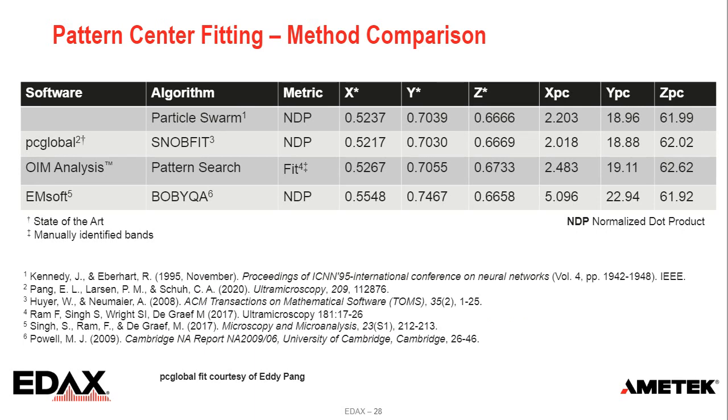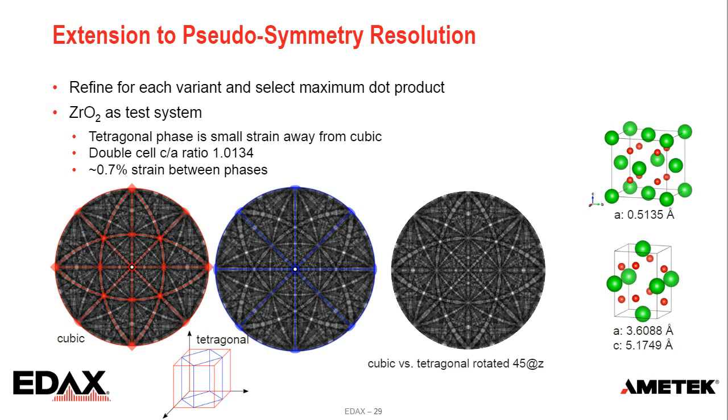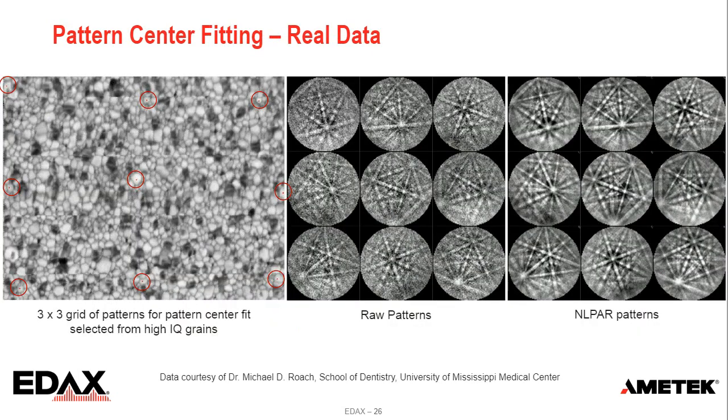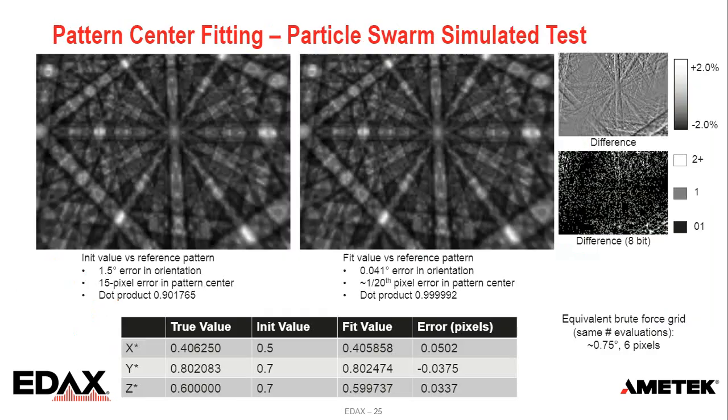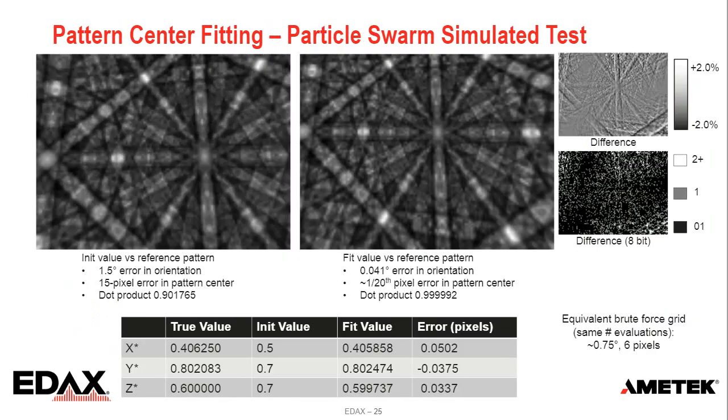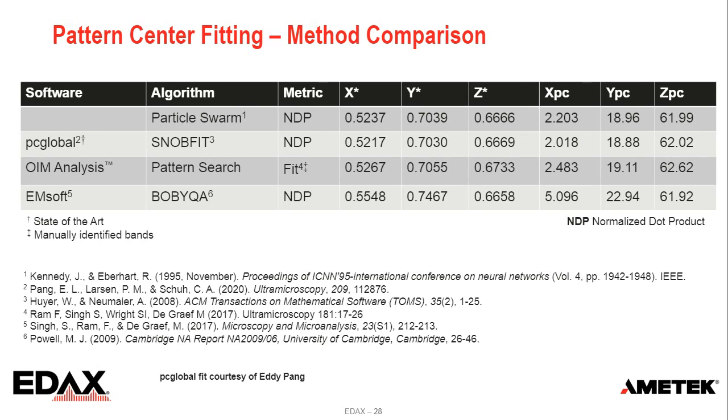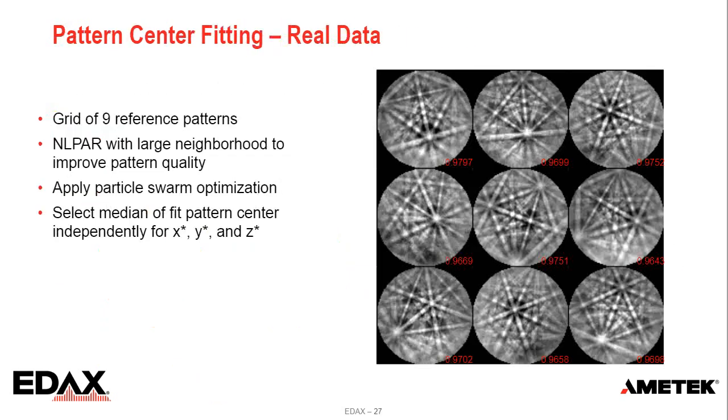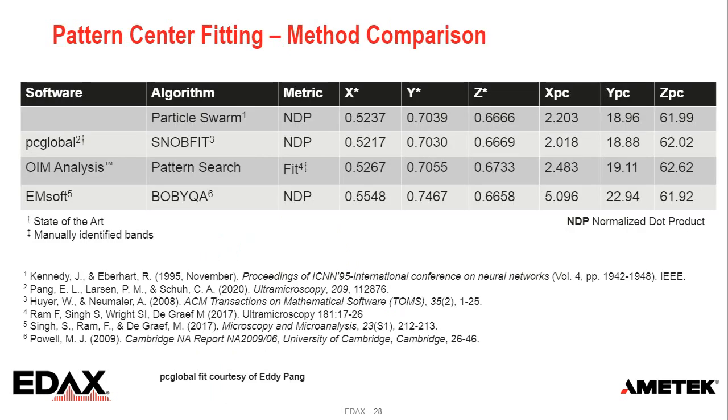So Pattern Center has multiple ways to be expressed. I'm going to pull up a slide that doesn't have this problem. So you can express Pattern Center. X star, Y star, Z star in the EDAX convention are fractional detectors. So 0.52 is 52% of the way over from the left edge of the detector. EMsoft uses XPC, YPC, ZPC, which is essentially different units.